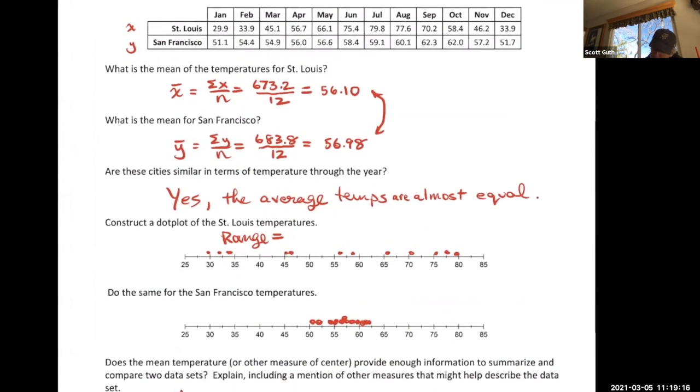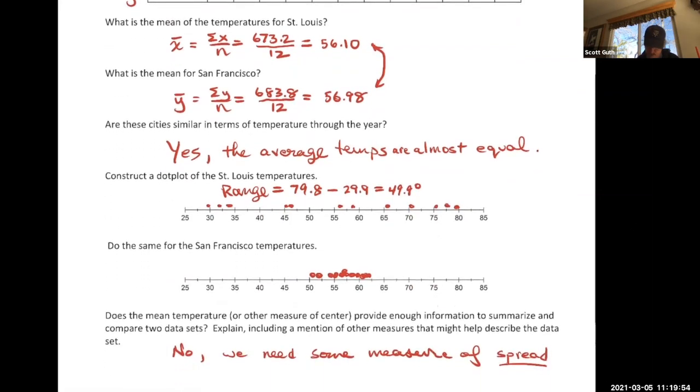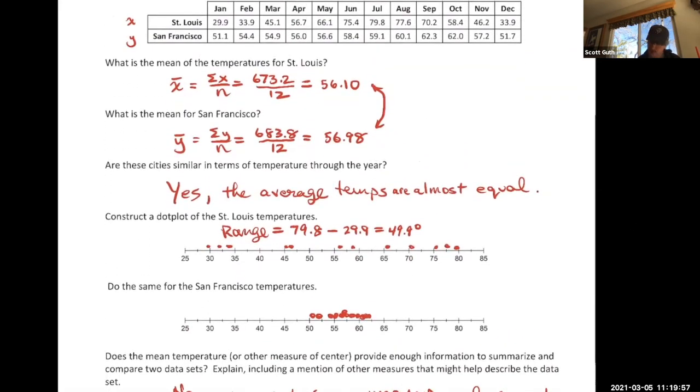So the max for St. Louis was 79.8, the hottest, minus the coldest, which I think is 29.9. That's a January coldness, 29.9. Okay, so that's about a 49.9 degree spread. You'd say it's a 50-degree spread for St. Louis versus San Francisco, nothing even close to that.